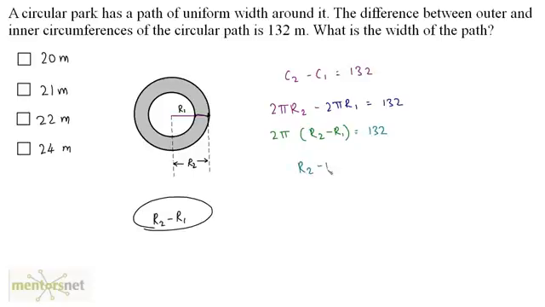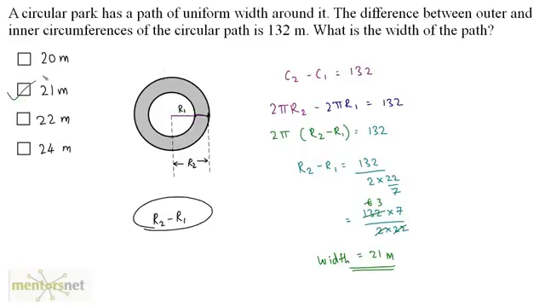So R2 minus R1 is equal to 132 divided by 2 pi. What is pi? Pi is 22 by 7. So this will be 132 times 7 by 2 times 22. 22 times 6 is 132 and 2 times 3 is 6. So 3 times 7, that's 21 meters. So this will be the width of the circular path. So option B.